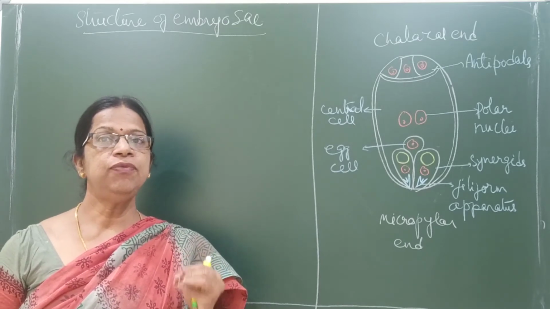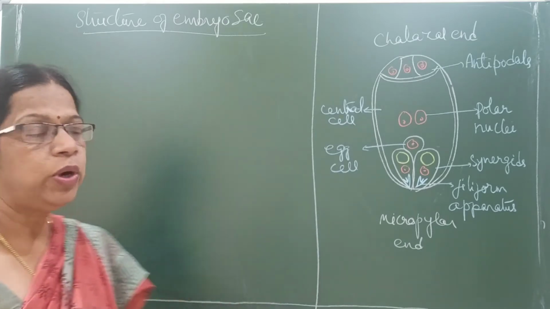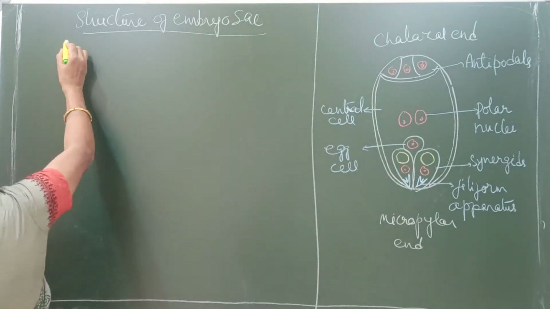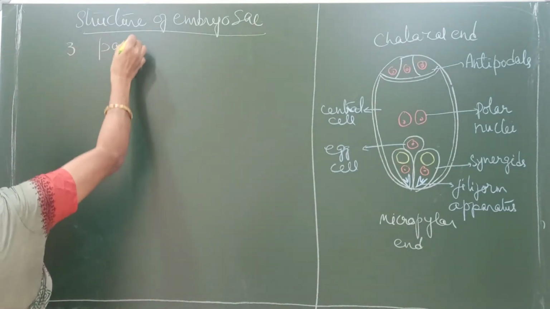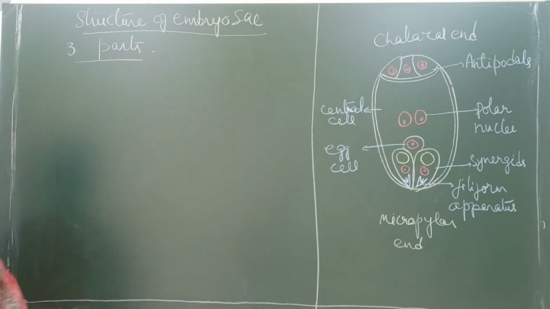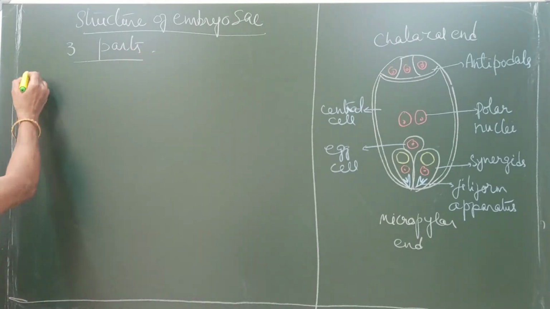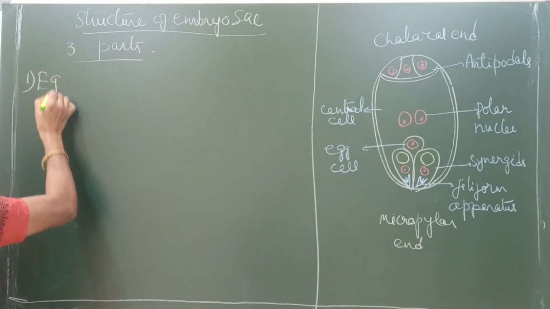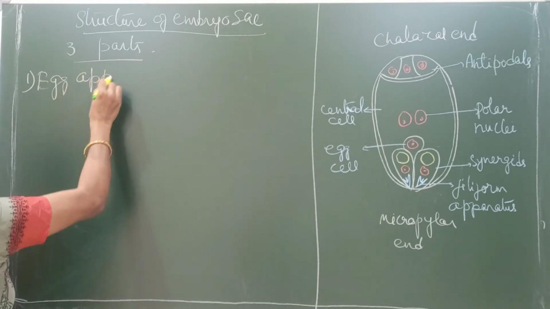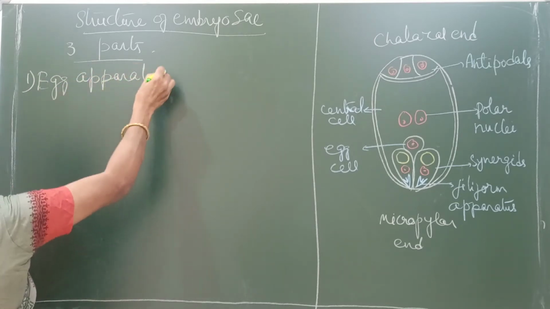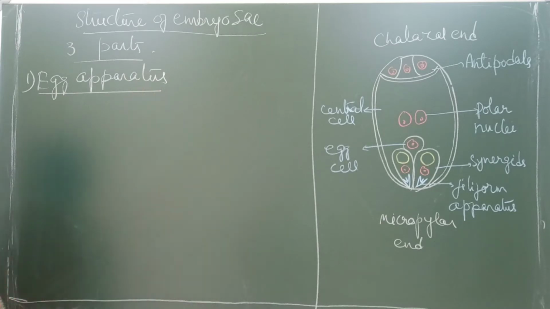So what are the different parts? Let me list down the different parts of a mature embryo sac. There are three parts of a mature embryo sac. The first part is called the egg apparatus. So let us see one by one.